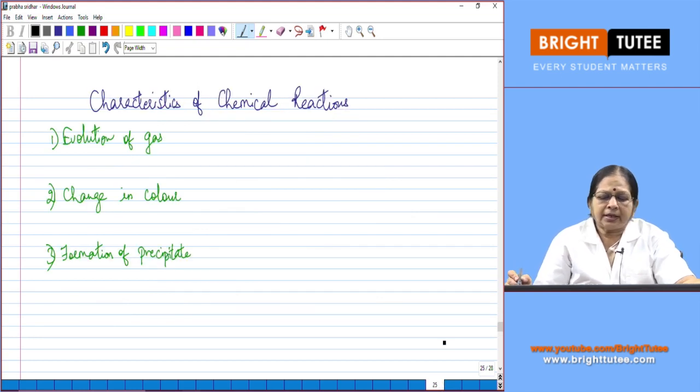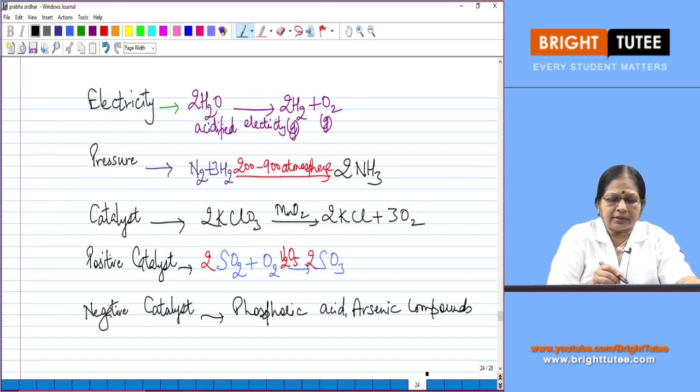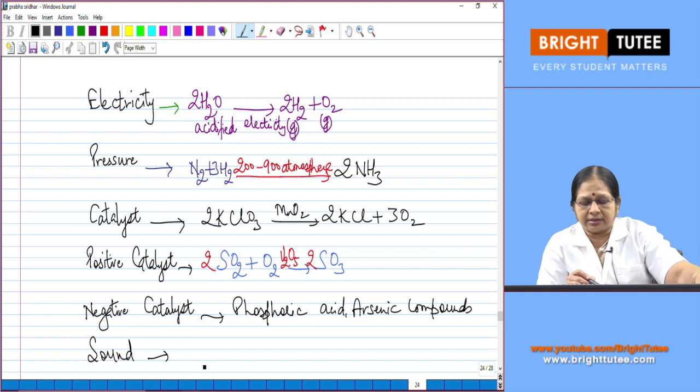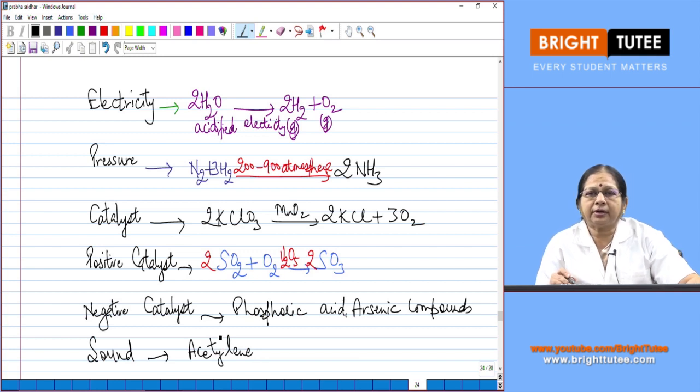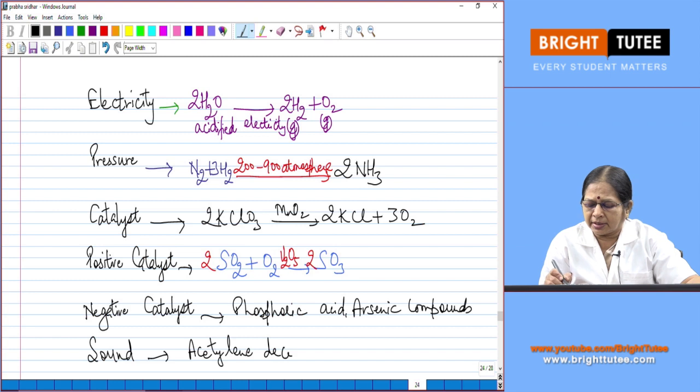Next one is characteristics of chemical reactions. Now here one more can be pressure, then it can be sound also. Sound can also be a factor in some chemical reactions like acetylene decomposition. Acetylene or ethyne is a hydrocarbon used as a fuel and for artificial ripening of fruits. Acetylene decomposition can happen in the presence of sound.